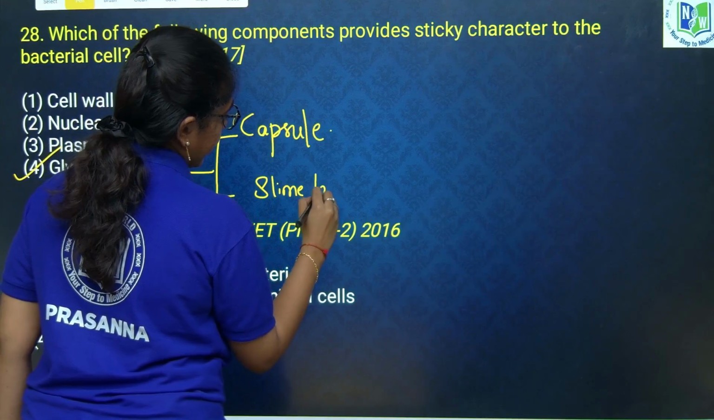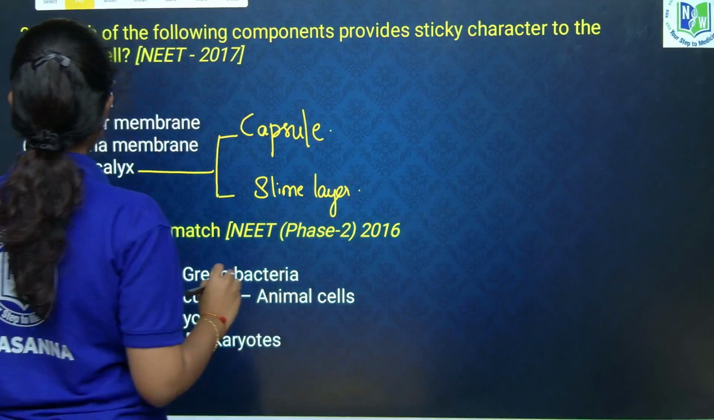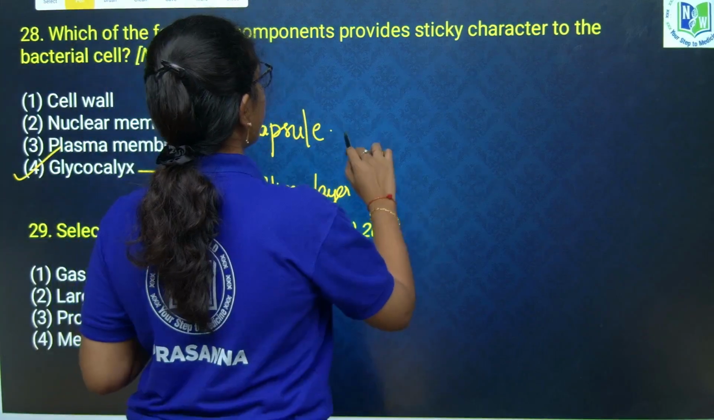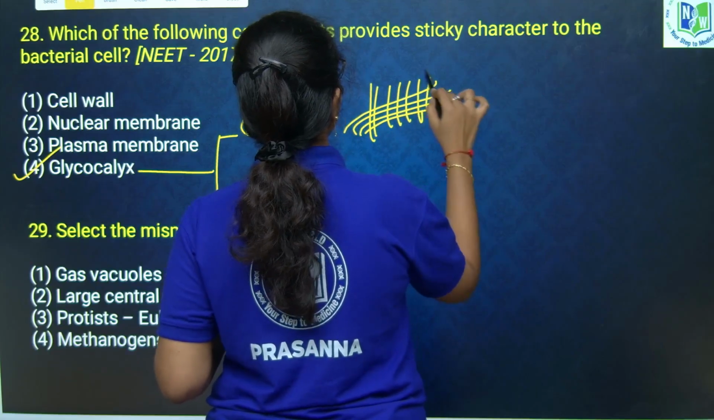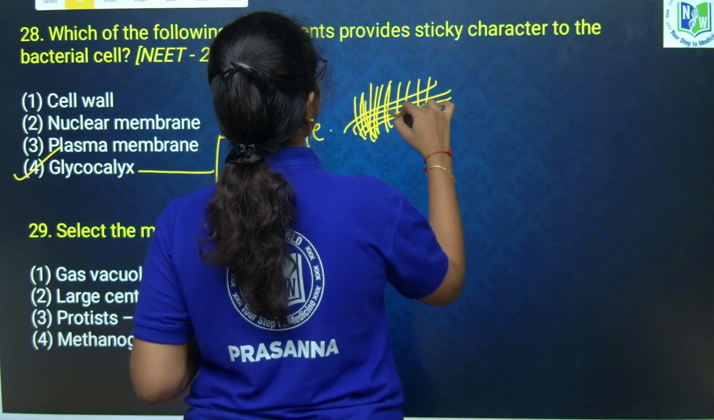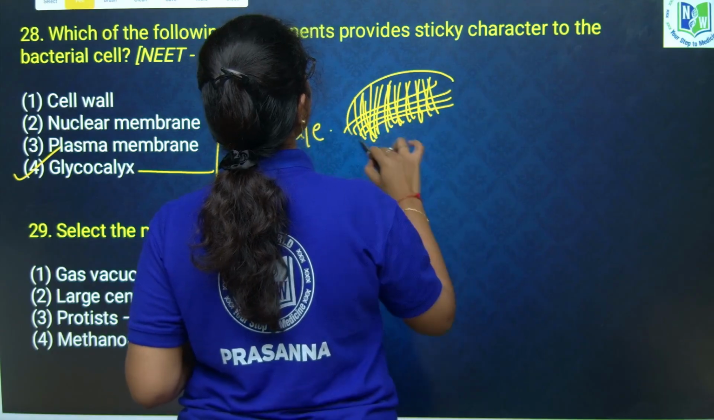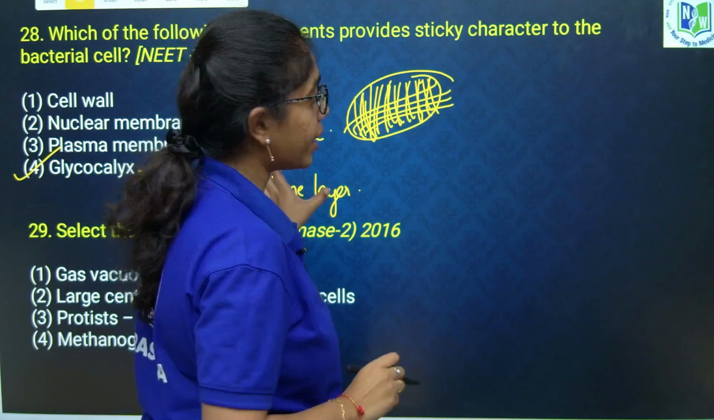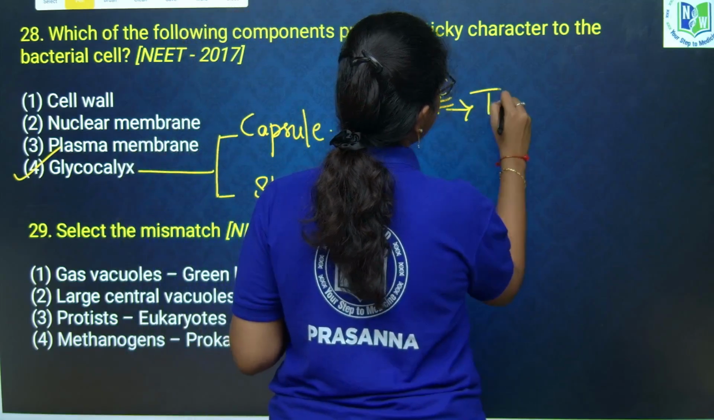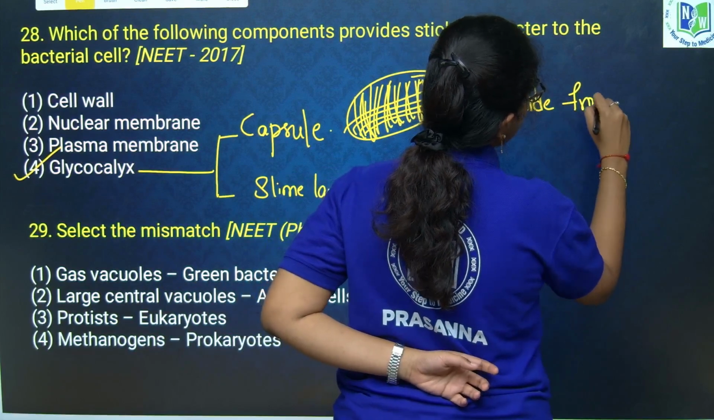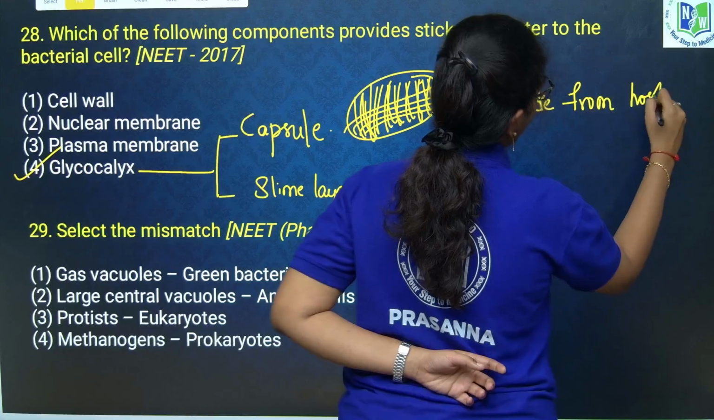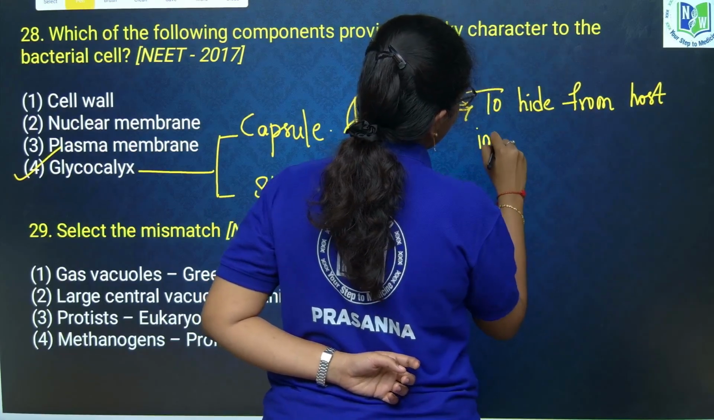In glycocalyx, if all the molecules are close to each other, then they form a thick capsule. This capsule helps the bacteria to hide from the host immune system.